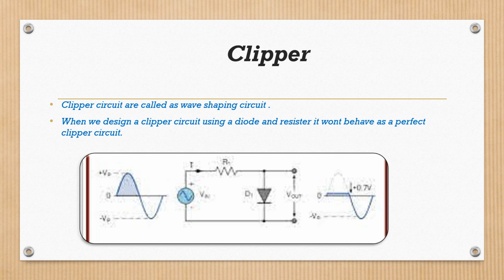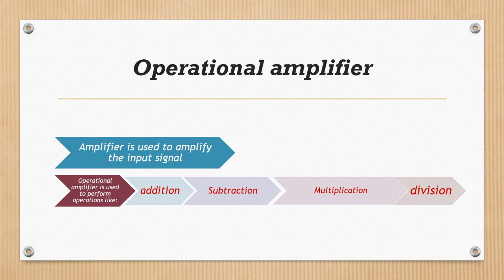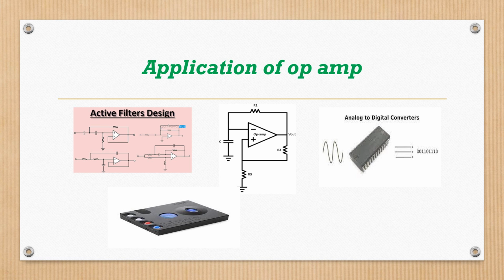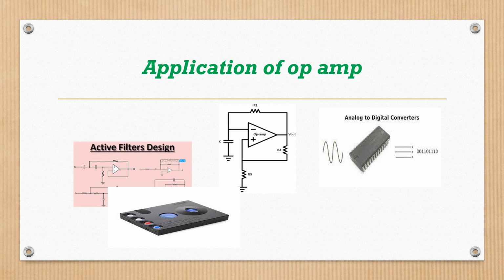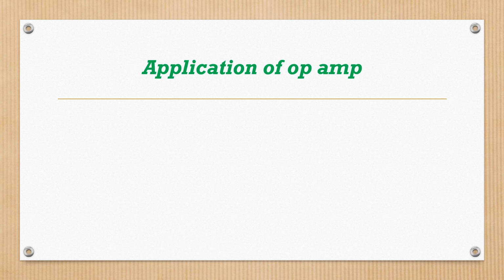In order to get a precise output, we design a clipper circuit using operational amplifier. Before seeing the clipper circuit using operational amplifier, first we see a small introduction about operational amplifier. What is an amplifier? The amplifier is used to amplify the given input signal. As the name suggests, an operational amplifier is used to perform operations like addition, subtraction, multiplication and division. Some applications of operational amplifier are active filters, oscillators, analog to digital converters and digital to analog converters.